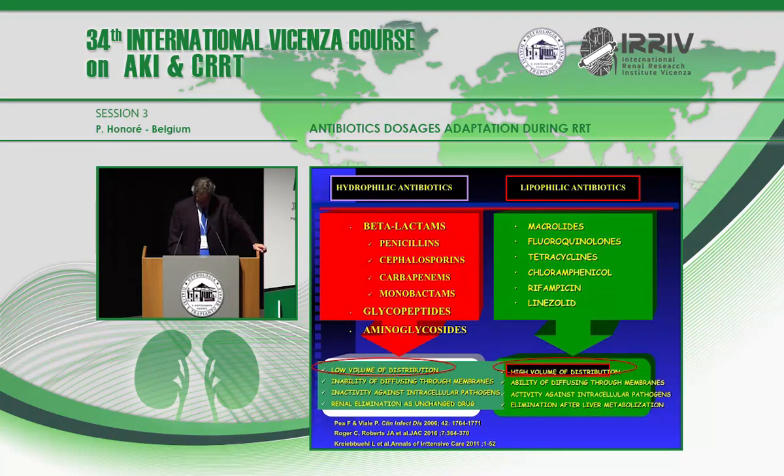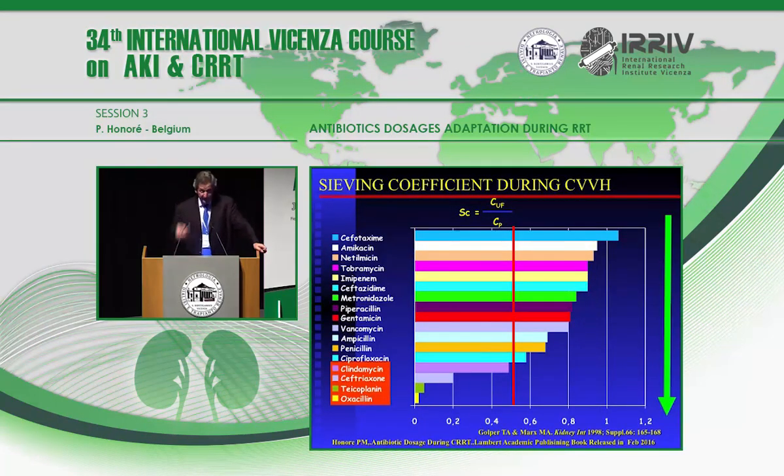Now, what do we need to do? Well, if we just have in mind the molecular weight, the protein binding, and hydro versus lipophilicity, you see that most of the antibiotics that we are using will be easily removed by convection, because above 50%, it's really an easy job to remove them. So the majority, even amikacin, 95% in one day, is removed only by convection. Not a big deal.